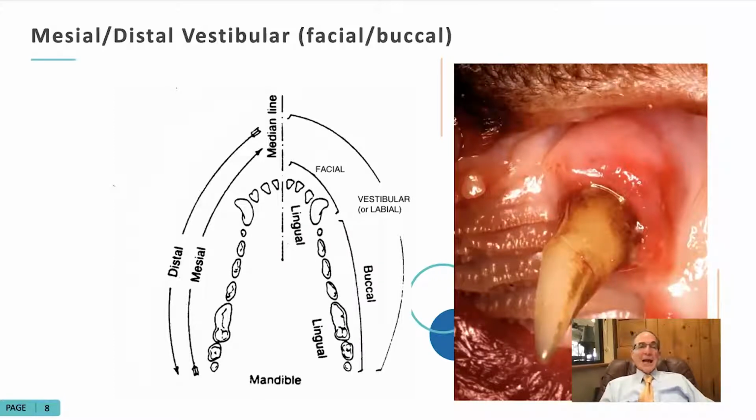All right. Some anatomic terms: mesial and distal, facial and buccal. Mesial means towards the midline. Distal is away from the midline. Facial is that area on the outside in the rostral area. Buccal is in the cheek area. And vestibular is that little pocket when you pull out the side of the cheeks that you can view.